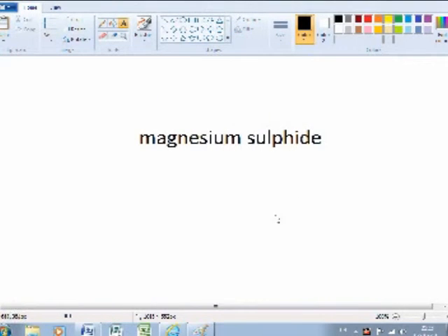Our next example to look at is magnesium sulfide. Again, if we look back in our data booklet, we should write down the symbols of the two elements which are present. Magnesium is Mg and sulfur is S. Again, the next stage is to write down the valency of each. Magnesium, group 2, has a valency of 2. Sulfur has a valency of 2 as it's in group 6.